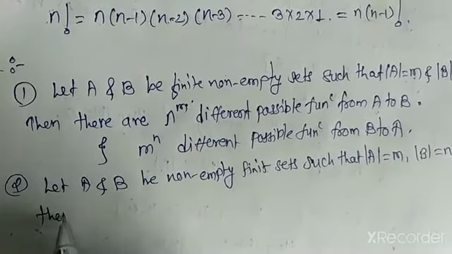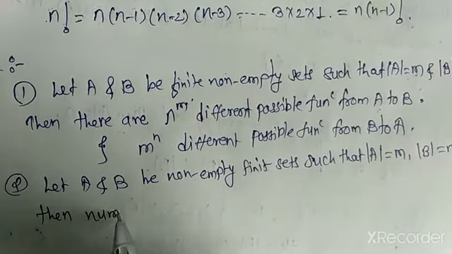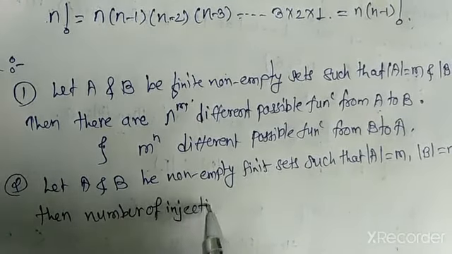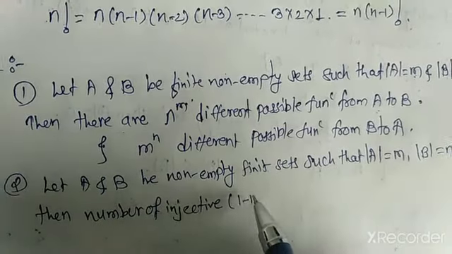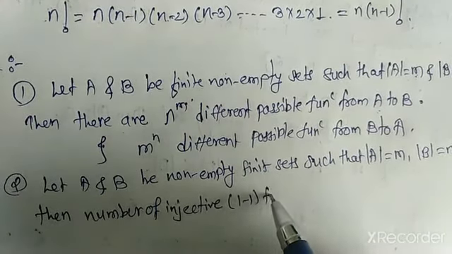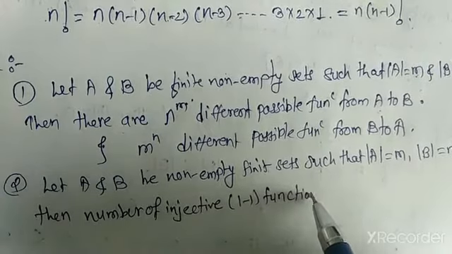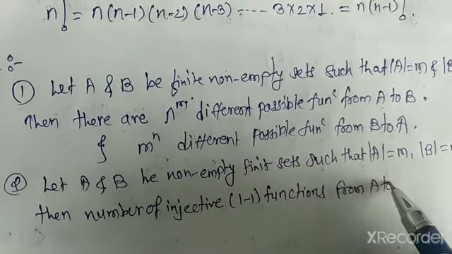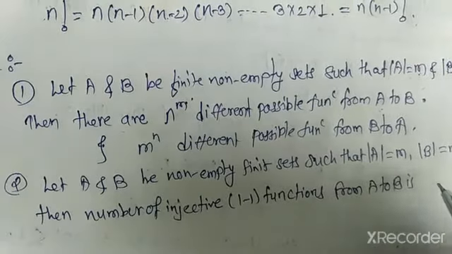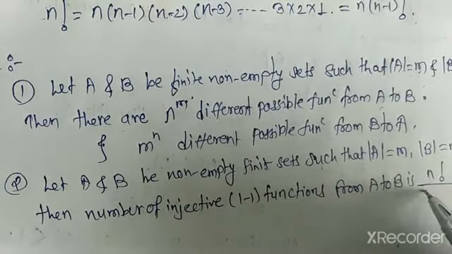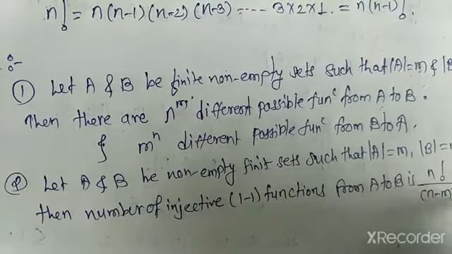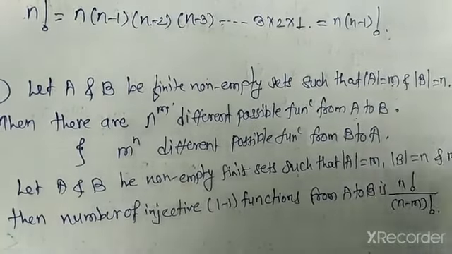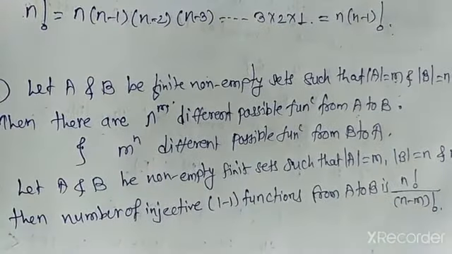Then the number of injective, or one-one, functions from A to B is n factorial upon n minus m factorial. Injective means one-one. Okay, n factorial upon n minus m factorial.